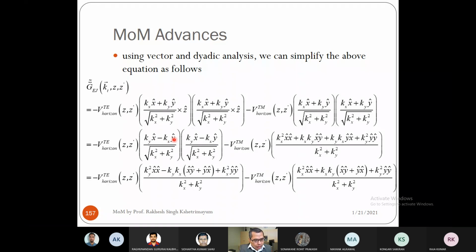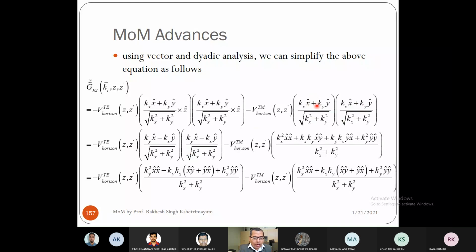And the same thing here also. I get the cross product of the kt unit vector with the z unit vector. I get ky x hat minus kx y hat. So this is what I'm getting. So here also I do the juxtaposition of the kt unit vector with the kt unit vector. So kt unit vector is this. Kt unit vector is this.